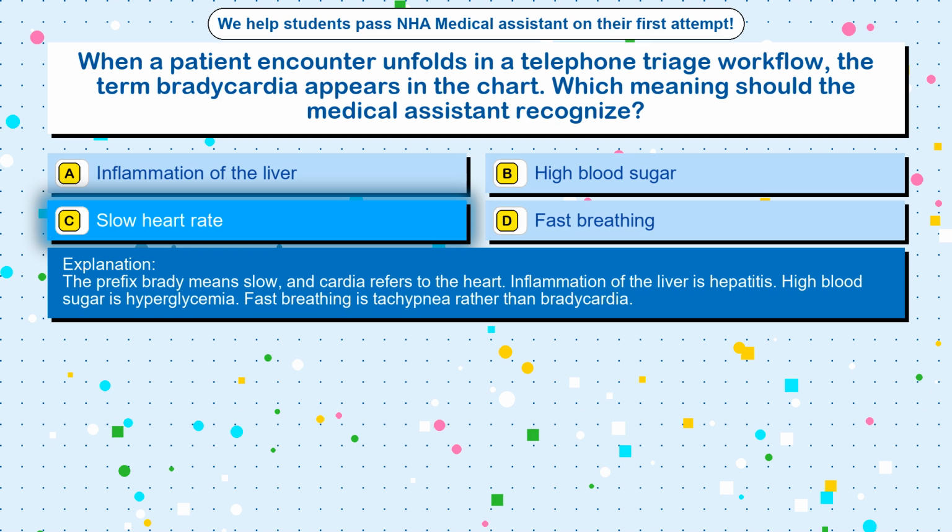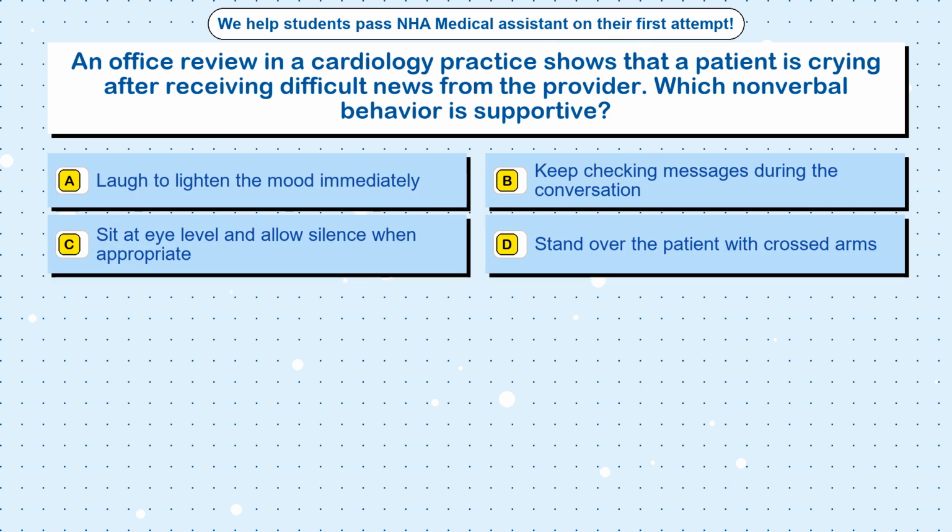Inflammation of the liver is hepatitis. High blood sugar is hyperglycemia. Fast breathing is tachypnea rather than bradycardia. Question 49. An office review in a cardiology practice shows that a patient is crying after receiving difficult news from the provider. Which nonverbal behavior is supportive?